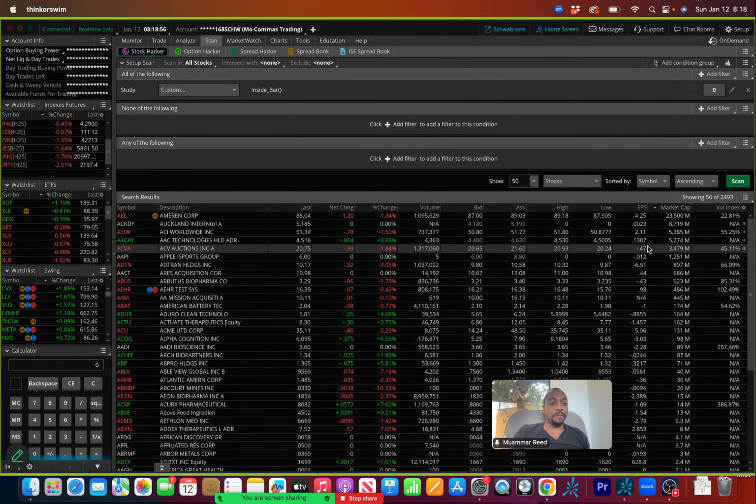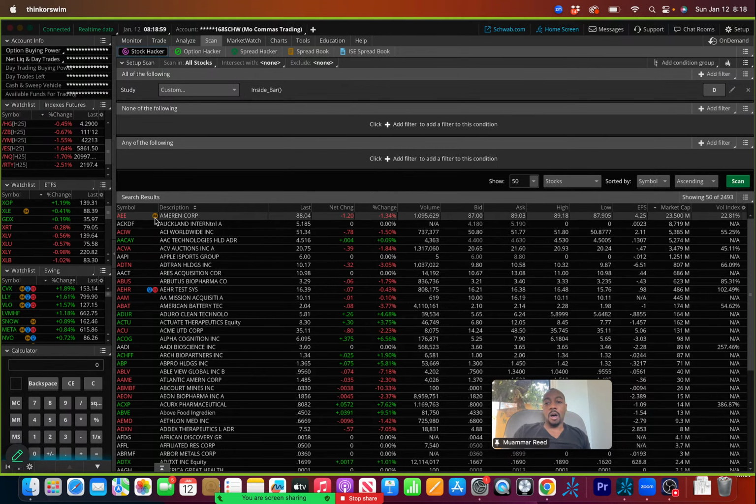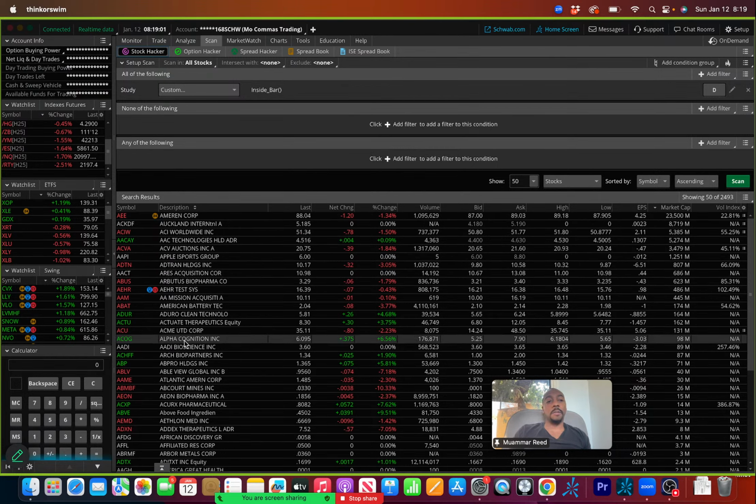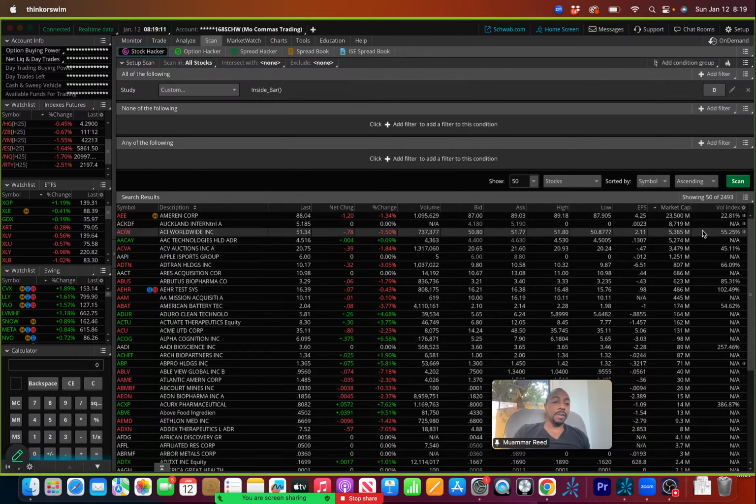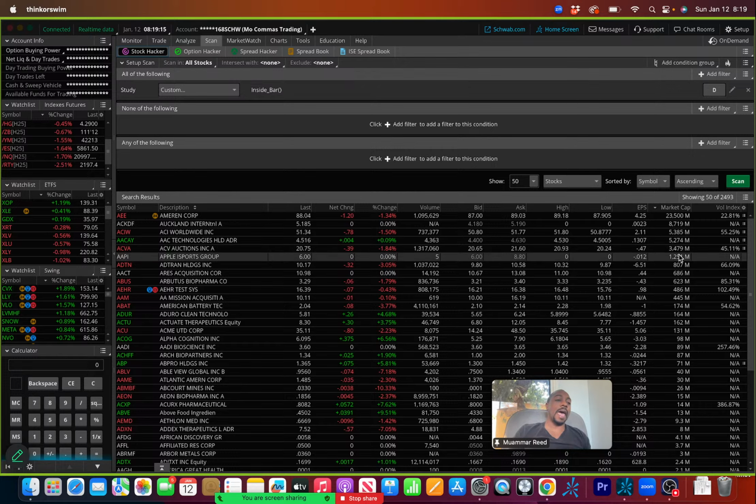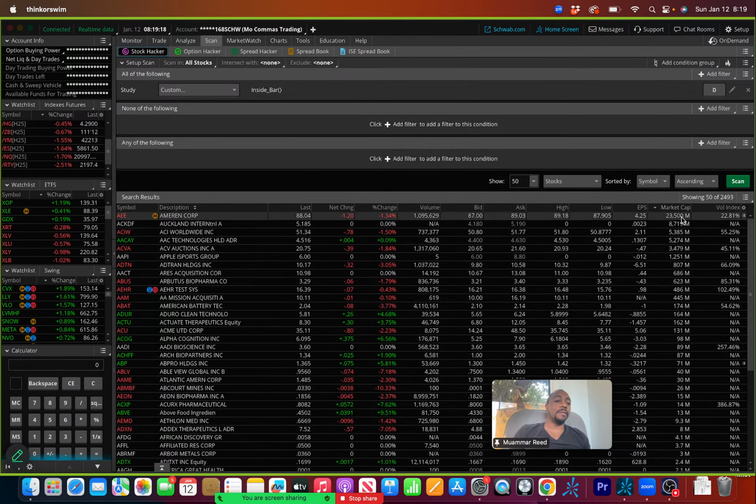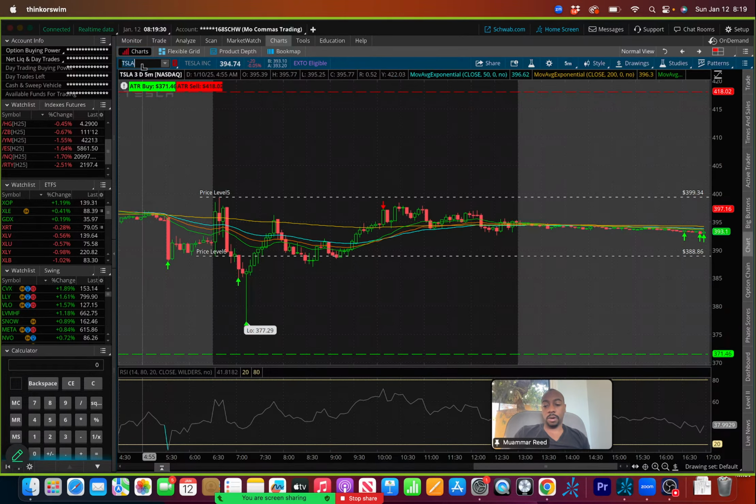And then when I scan for that, it's going to give me all of the companies that have had an inside bar. I wouldn't trade any of these, which is why I said this trade doesn't pop up as often. Even though we have inside bars on all these companies, their market caps are really small versus a Tesla or an Apple or an Amazon. So I don't tend to trade things with small market caps, but I'm going to use them as an example because this is what came up on my scanner, right? So if I go to my chart, what was it, AEE?